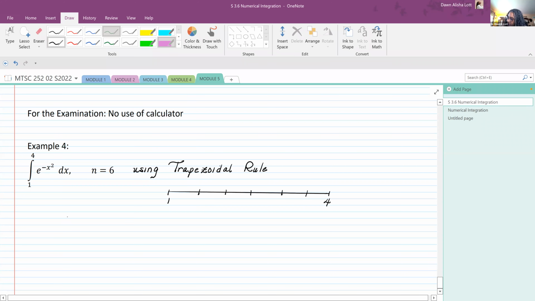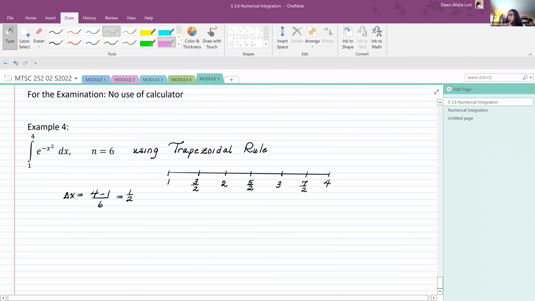So delta x is going to be b minus a over 6, which is 1/2. Okay, so therefore this is going to be 3/2. This is going to be 2. This is going to be 5/2. This is going to be 3. This is going to be 7/2, and that will be 4.